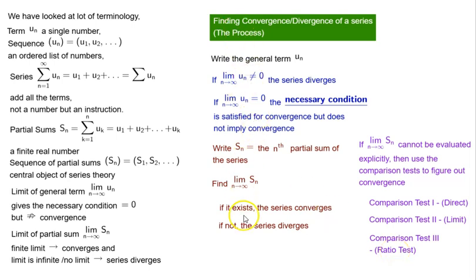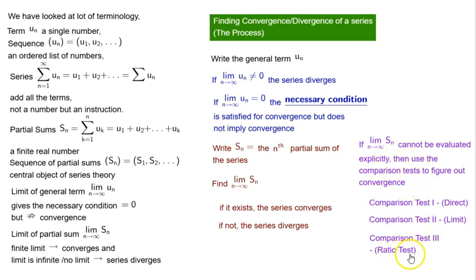So, the process goes like this. Write the general term, take the limit of that general term to infinity and see whether we get 0 or not. If we don't get a 0, that means the series diverges. Stop. If it is equal to 0, the necessary condition for convergence is satisfied. So we have to proceed, because remember, it doesn't actually tell us that it is converging. Now we have two paths. Either we go towards partial sums or we go towards comparison tests.